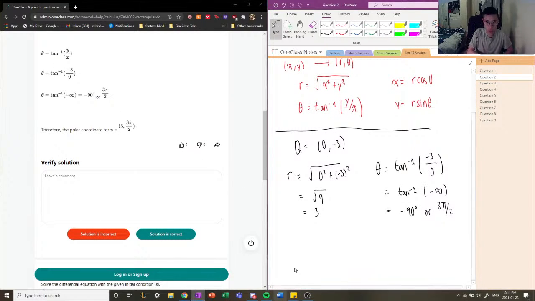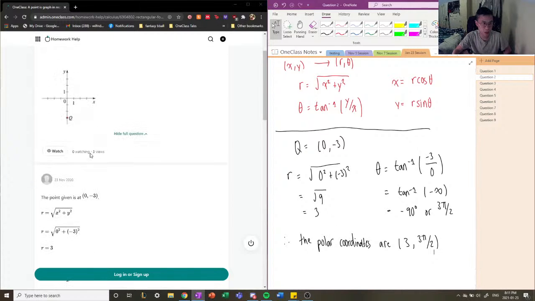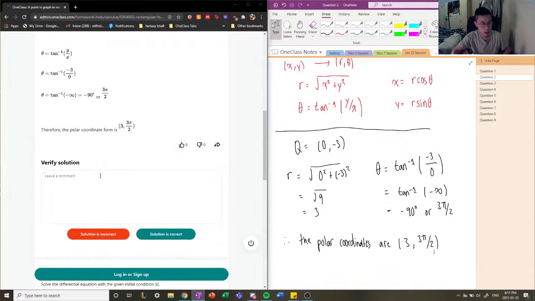So therefore, the polar coordinates are (3, 3 pi over 2). Okay, so that's how you convert from rectangular to polar coordinates, given this specific point. So this solution is correct. Nice job.